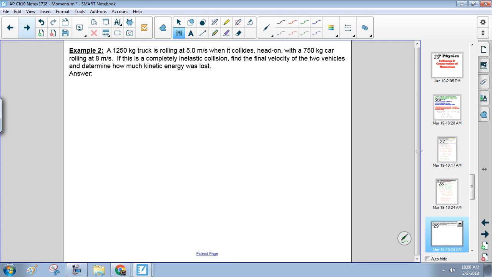Cool. So, example number 2. This one tells us that it's a completely inelastic collision. So we're doing the same problem again, but this time it tells us it's a completely inelastic collision. I'm a third grader. What does completely inelastic mean? It means they stick together. So what that means for us in terms of our problem solving is that the velocity of the truck final is equal to the velocity of the car final. So I don't need to distinguish between the two final velocities. So let's just call them both VF.